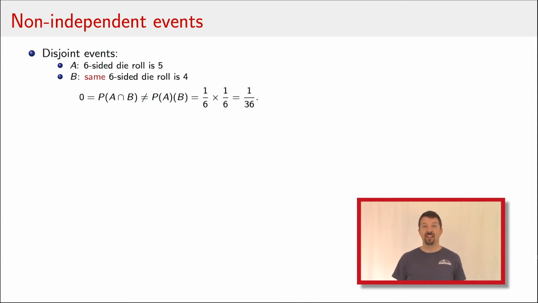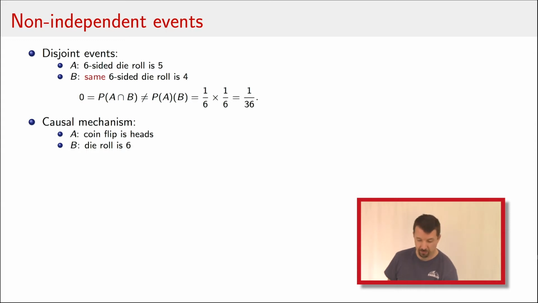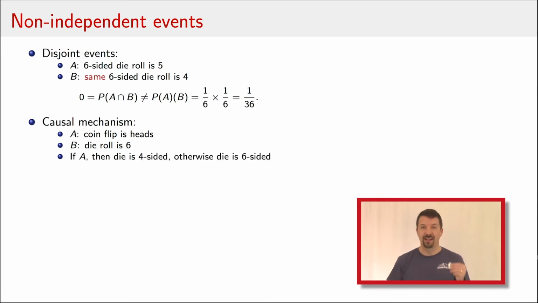All right, now let's add a little wrinkle into the scenario. So now I'm going to add a coin flip. So here I have a coin flip, and I have my die, and the key is that I'm going to say that what die I roll depends on what I flip on the coin. So if I flip the coin and it comes up heads, I'm going to roll a 4-sided die, but if I flip it and it does not come up heads, that is, it comes up tails, then I'm going to roll my normal 6-sided die.